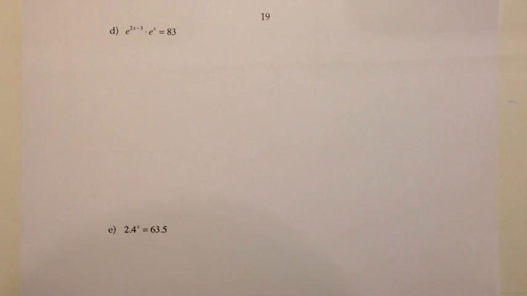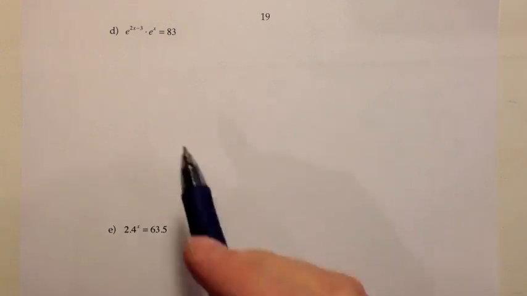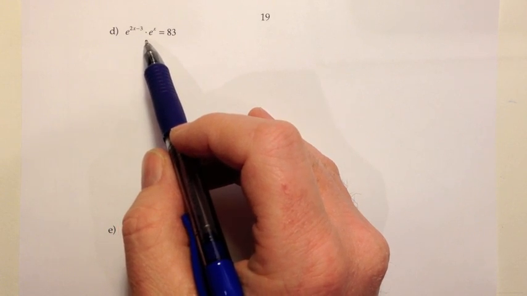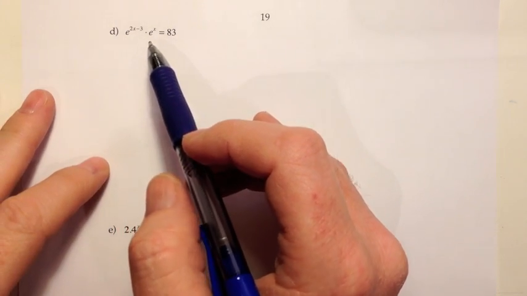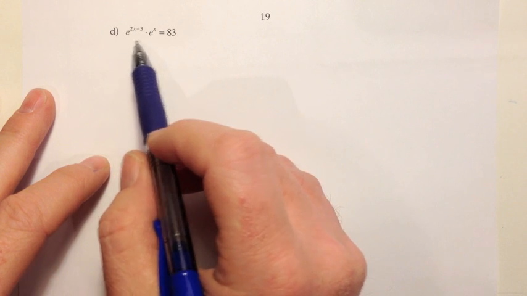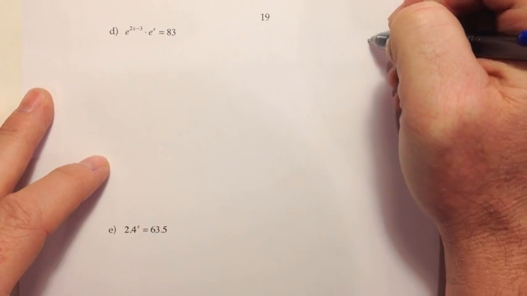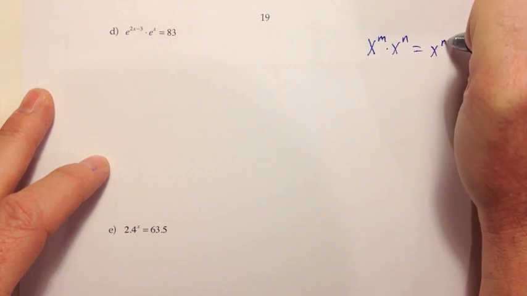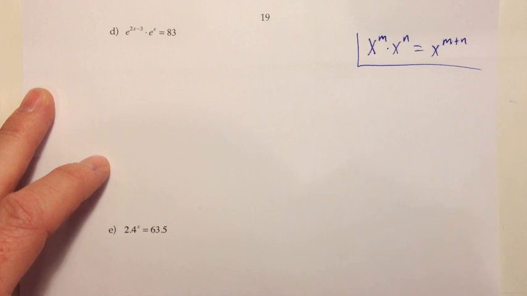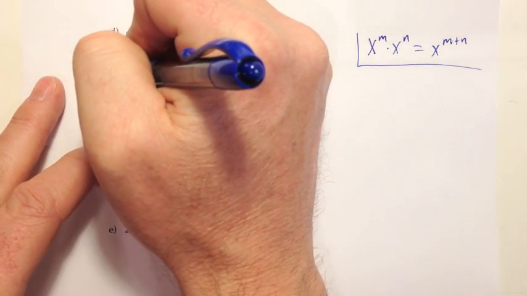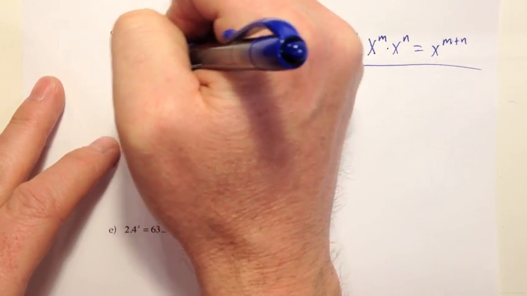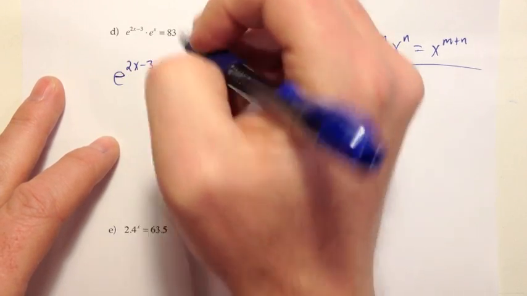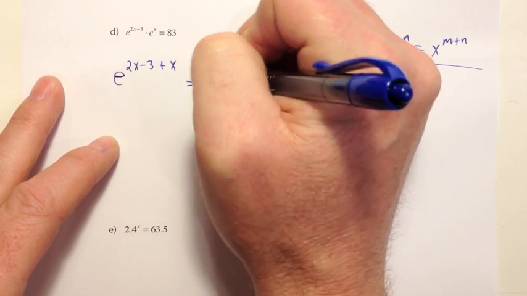Alright, as we continue on, I just want to show you a couple more examples on this page where some tricky things come up. So let's start off with D here, where we have e to the 2x minus 3 times e to the x equals 83. So this is something we haven't seen yet, where we have the base show up twice. But remember our rule that if you have the same base, x to the m, times the same base, x to the n, the rule says add the two exponents together. So I can apply that whether the exponent is x, 7, or even e. So when I try and do that, I get e raised to the 2x minus 3 plus the exponent from the other base, which would be the x, is equal to 83.